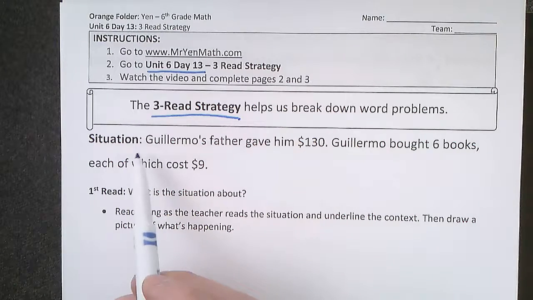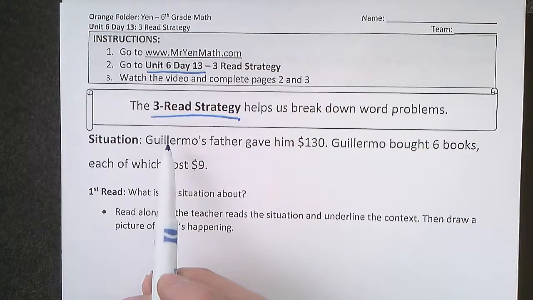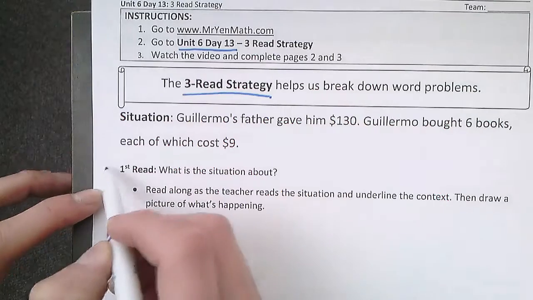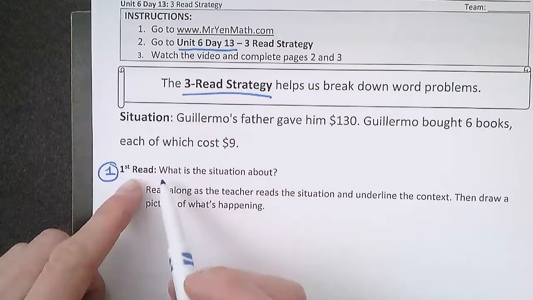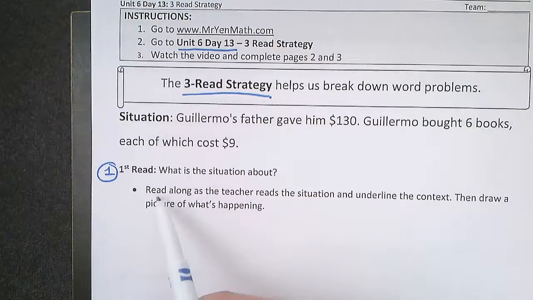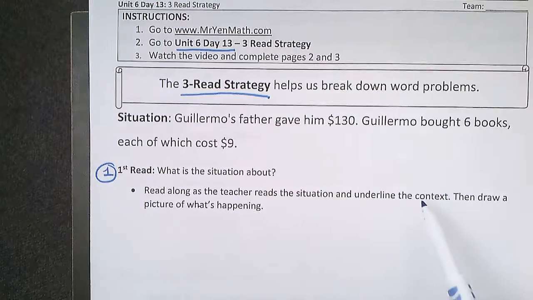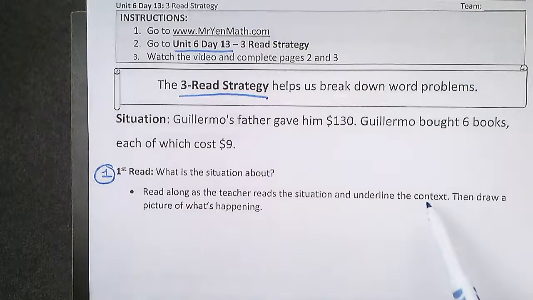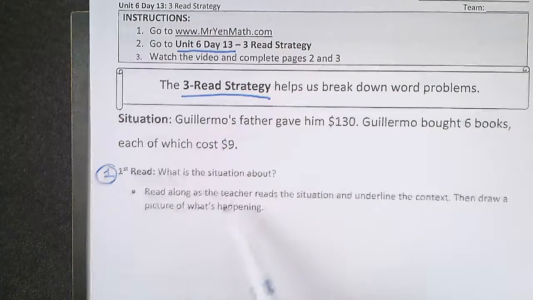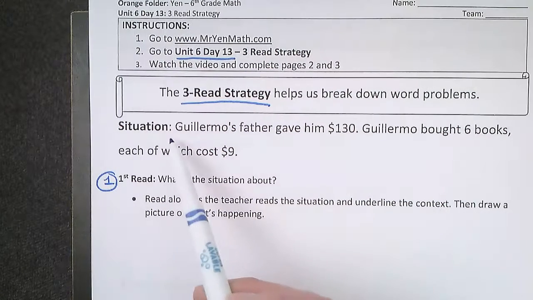So we are going to read this situation 3 times. And each time we read it, we're going to do something a little bit different. So the first read, what we do is we're trying to figure out what this situation is about. You read along as I read the situation, and you are going to underline the context. So you're going to underline what's happening. And then after you read it the first time, you're going to start to draw a picture of what's happening. So let's read this situation together.